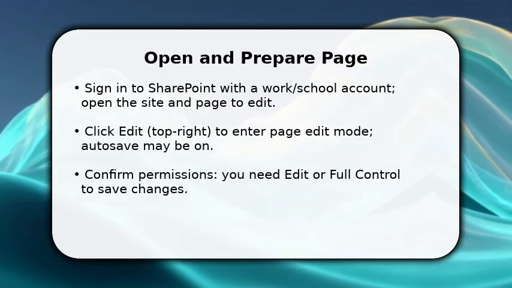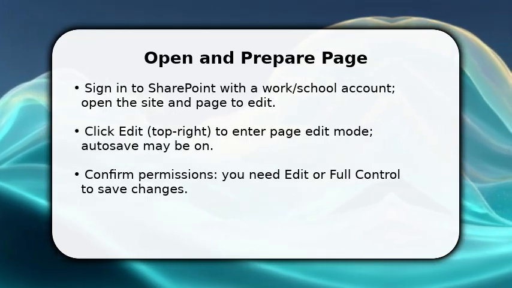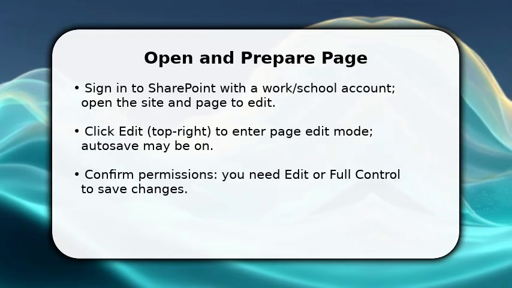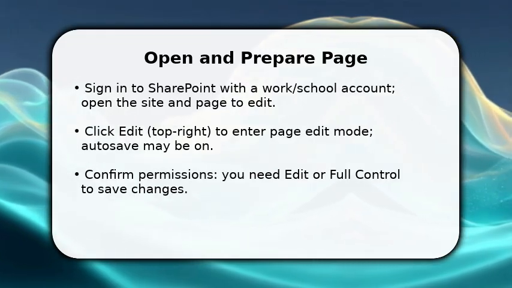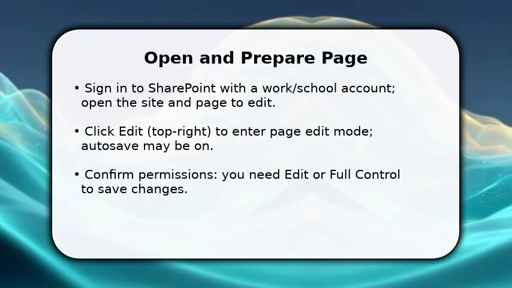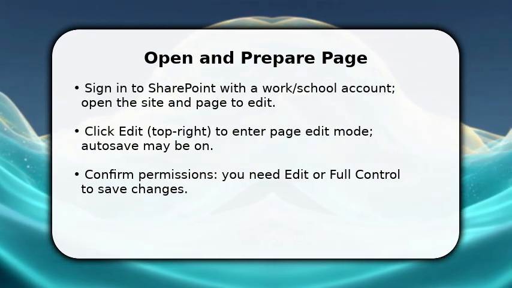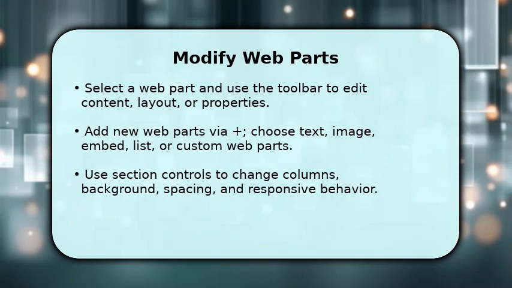Once in edit mode, scan the layout and web parts so you know which zone to work in. If autosave is enabled, minor changes will be cached. Toggle settings if needed. Now pick the section you'll change first and proceed. Once you've chosen a section, click a web part to open its properties pane and edit text, images, or links.